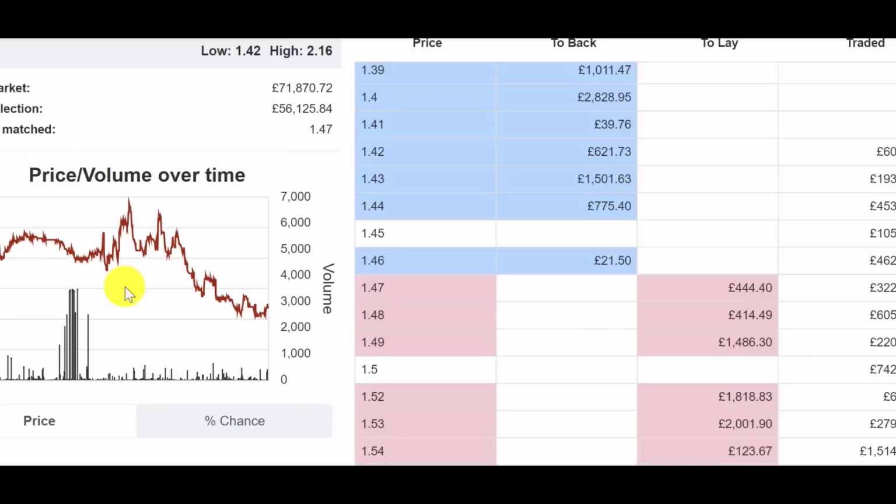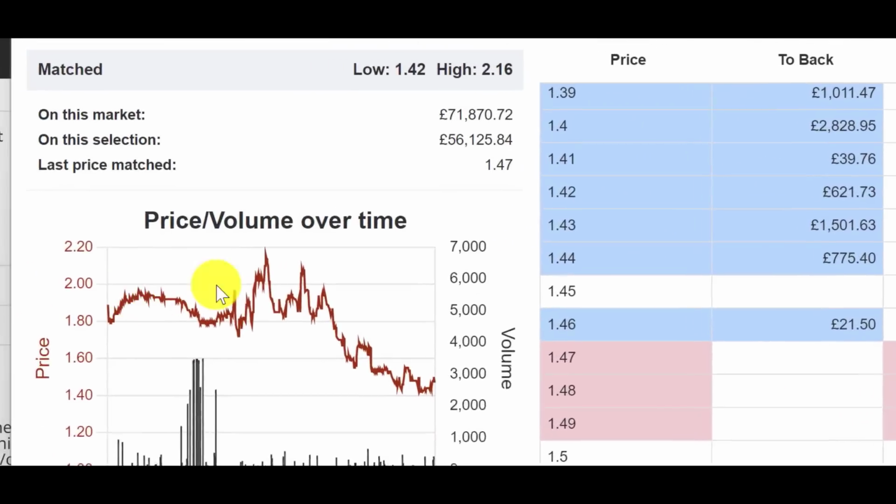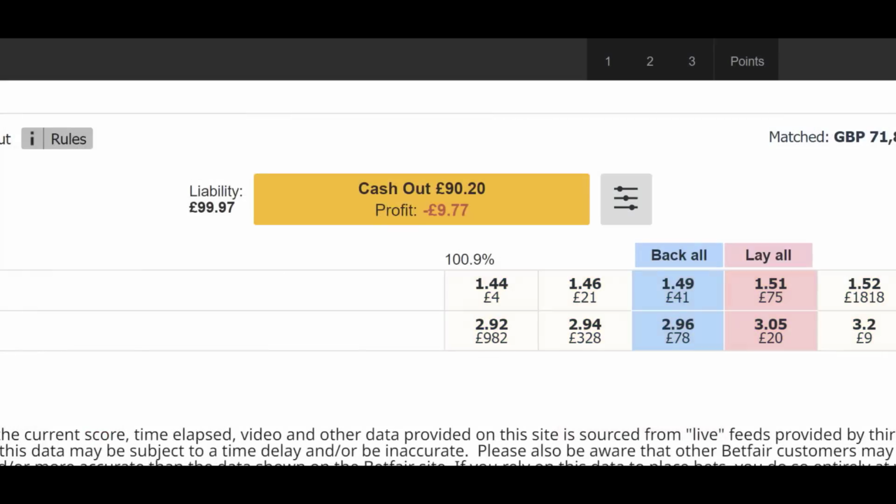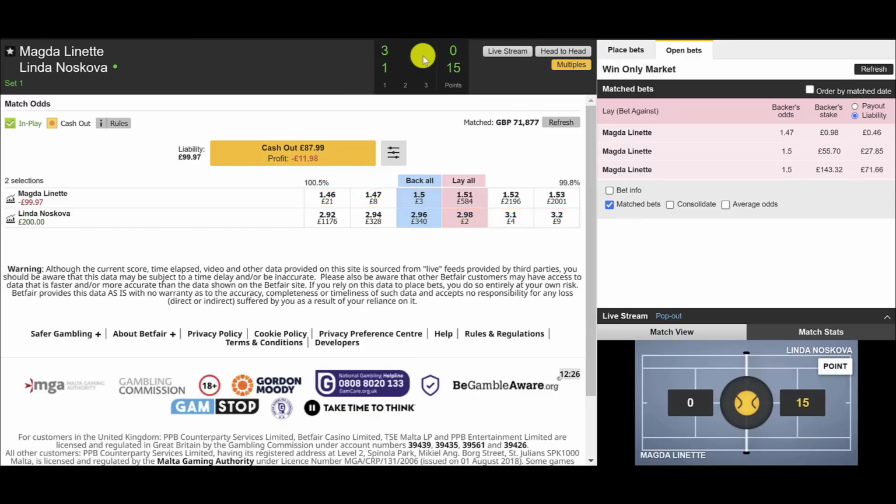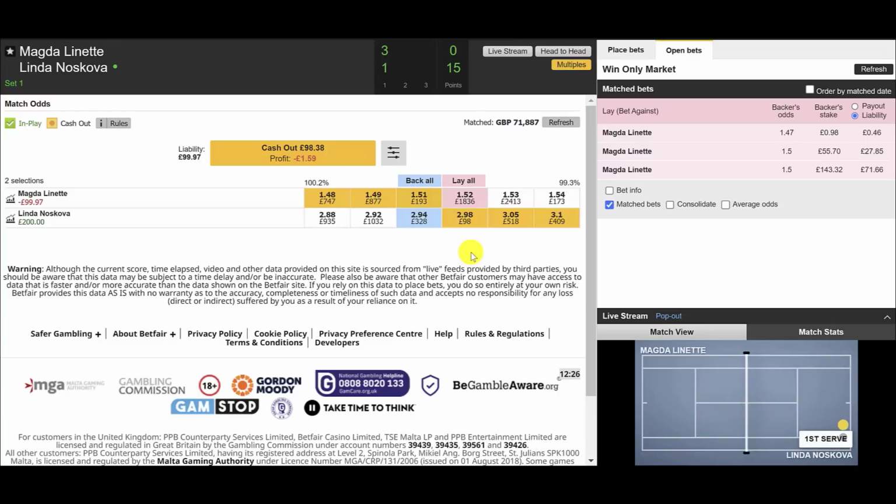Obviously she's gone 3-1 up in this first set, so the market starts to assume she's going to win it. She was around a 1.9 favorite, so the price has gone pretty much in half. But there's still a lot of games to play in this first set, and we're not saying Linette is going to lose the match by laying her at this point. We're just saying we think the price is going to get higher at some point and we can get out with a profit. So let's see what happens.